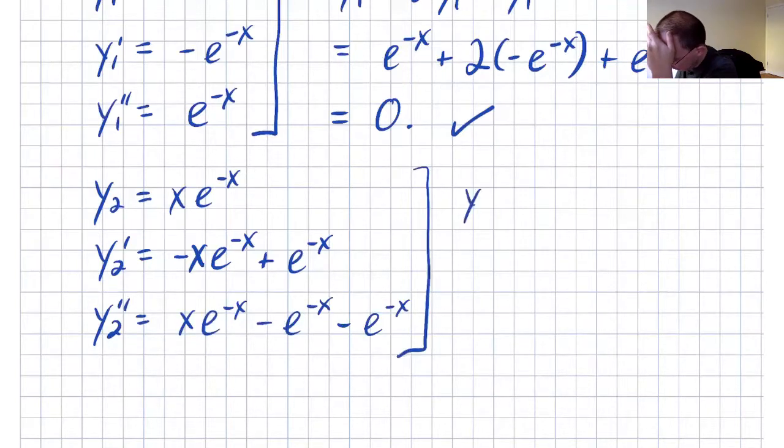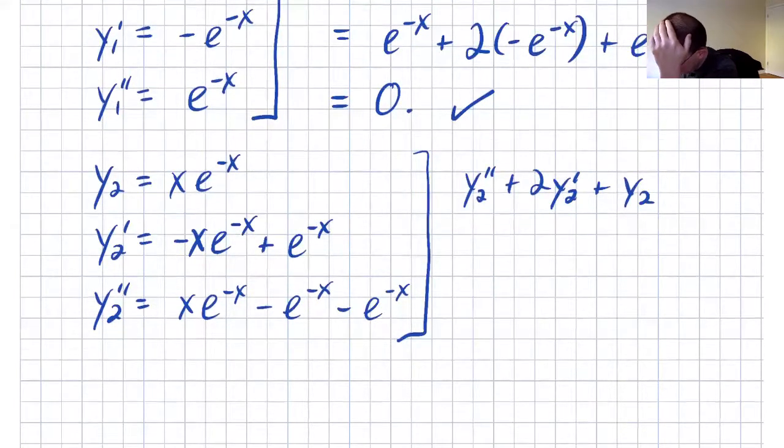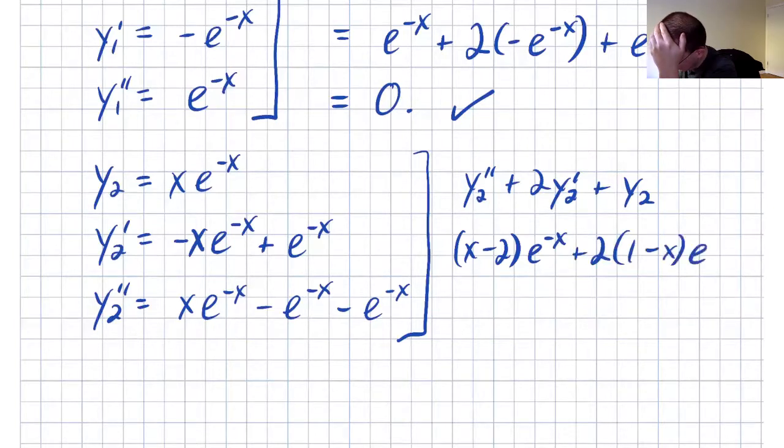So let's combine these now and see that it satisfies this differential equation. Oops, y2 double prime plus 2y2 prime plus y2. So I'm going to simplify this. This is going to be, let's see, I guess I could do x minus 2 e to the negative x. And then plus 2, and actually this one I can do 1 minus x times e to the negative x. And y2 itself is plus x e to the negative x.